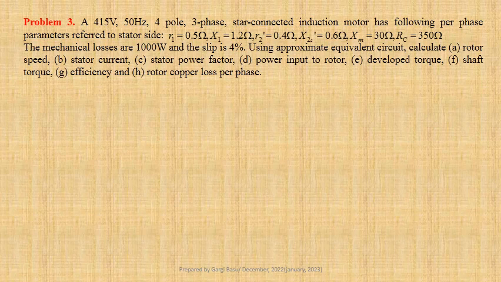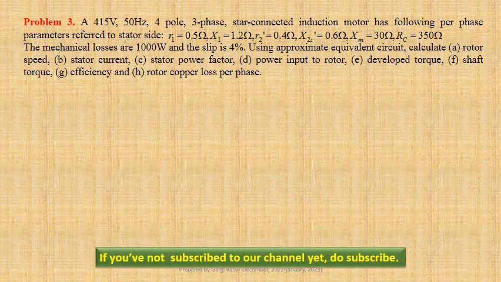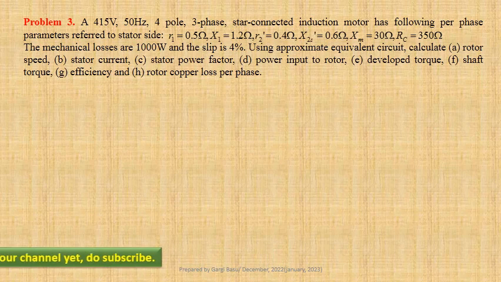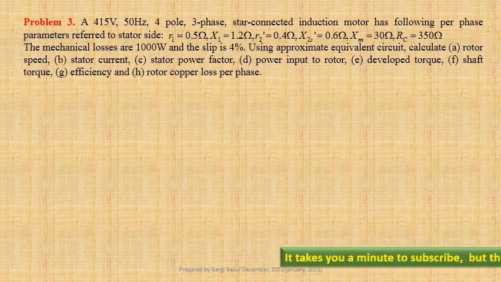A 415 volts, 50 Hz, 4-pole 3-phase star-connected induction motor has following per-phase parameters referred to stator side. R1 equals 0.5 ohm, X1 equals 1.2 ohm, R2' equals 0.4 ohm, X2S' equals 0.6 ohm, Xm equals 30 ohm and Rc equals 350 ohm. The mechanical losses are 1000 watts and the slip is 4%.